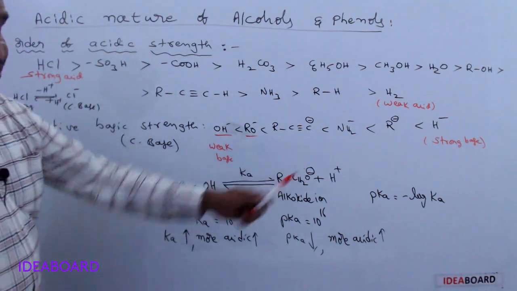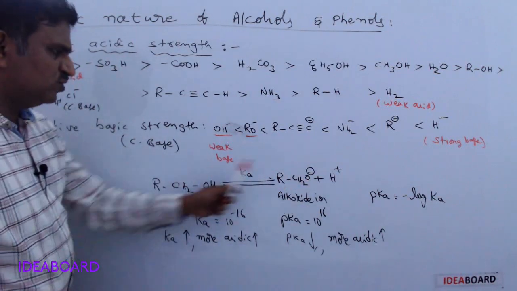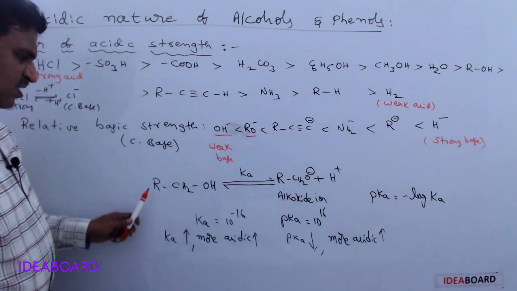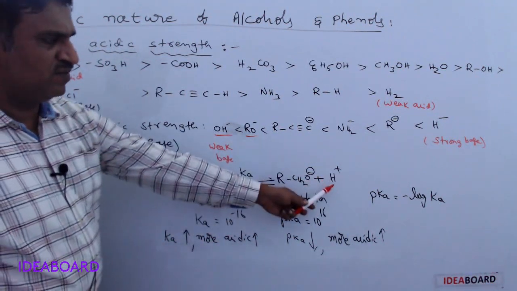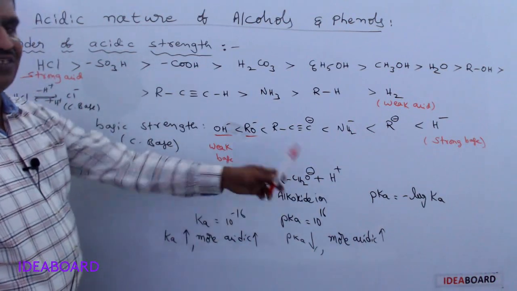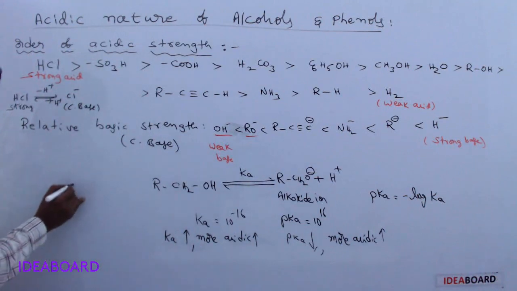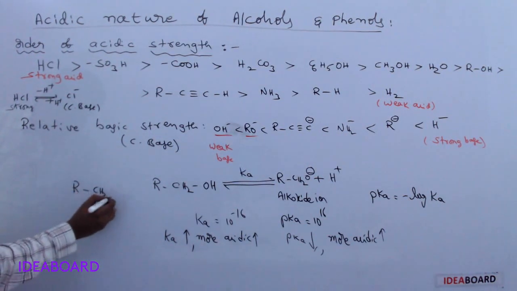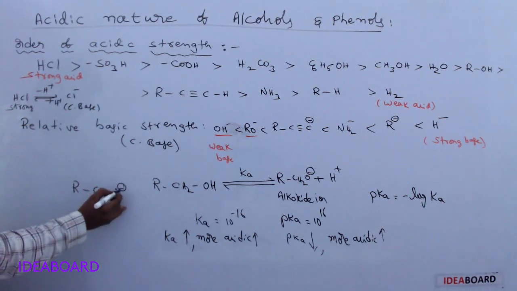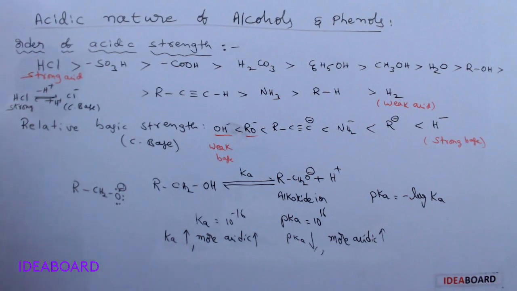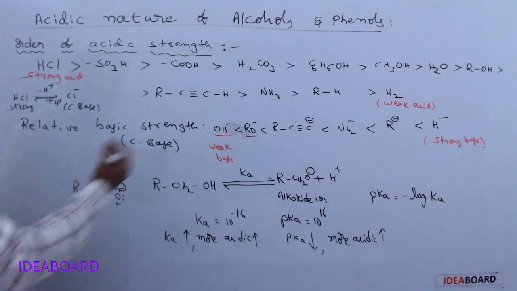Okay, this is alkoxide ion, and if the alkoxide ion stability is more, then the dissociation occurs more easily. Here alcohol is dissociating into alkoxide and H plus ion. If more H plus ions are released, it is called more acidic. Suppose this is alkoxide ion RCH2O minus. Alkoxide ion having negative charge means it already has lone pairs. If the stability of alkoxide ion is more, then it becomes more acidic.